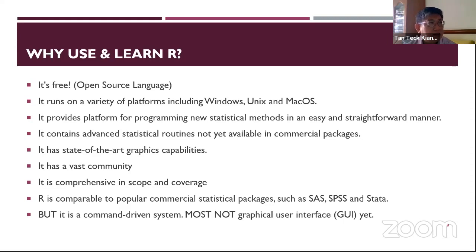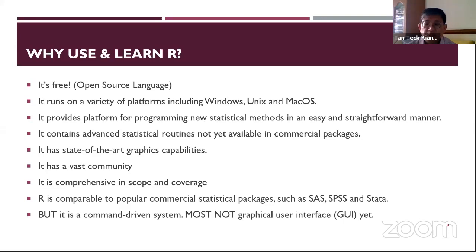And it has grown exponentially into a very vast community, so that wherever you Google or you go into discussion groups of R, you'll be able to get a lot of information. And the scope and coverage is very large. It ranges from clinical trials to financial modeling to graphics, to natural language processing, to clustering. And we'll show more about this in the coming slides. And it's almost comparable to popular commercial statistical packages like SAS, SPSS, and Stata, and some other commercial packages as well.